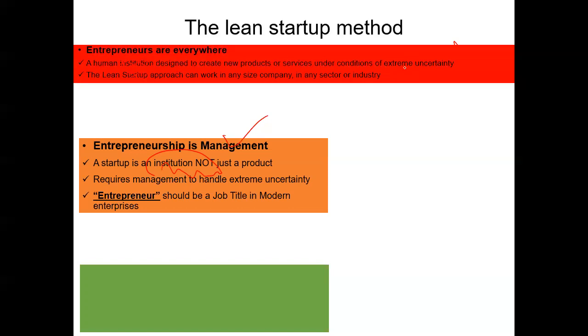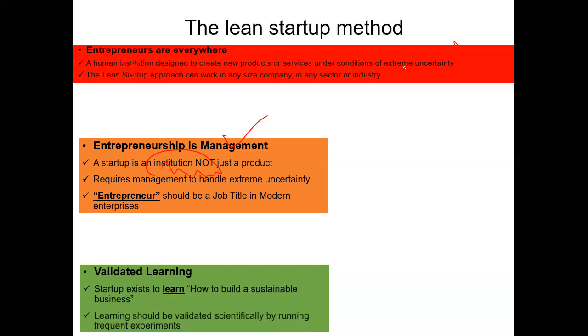So the idea is that in modern enterprises, which require different levels of management, they may have entrepreneur as a job title. What does the lean startup approach teach? It teaches validated learning. Experimenting or building something just to learn that you didn't do well is not a great thing. Startups exist to learn how to build a sustainable business.